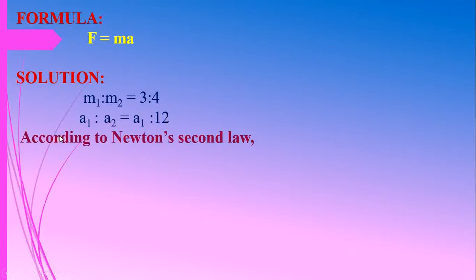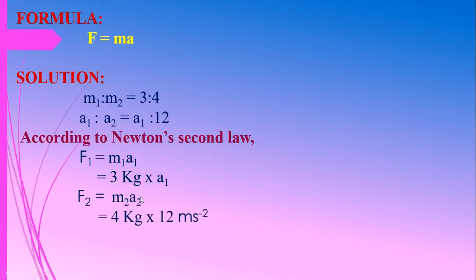Now according to Newton's second law, F1 is equal to m1 a1. What is m1? 3 kg. a1 we are going to find. Then F2 is equal to m2 a2. What is the value of m2? 4 kg, and a2 is 12 m/s². So 4 into 12 is 48 kg m/s².